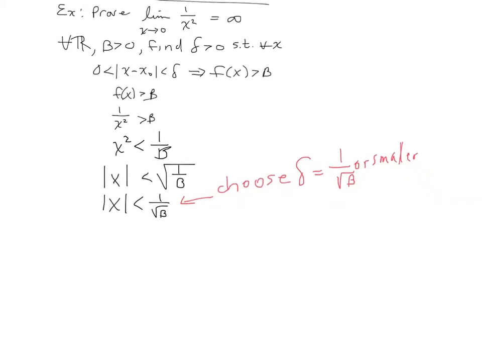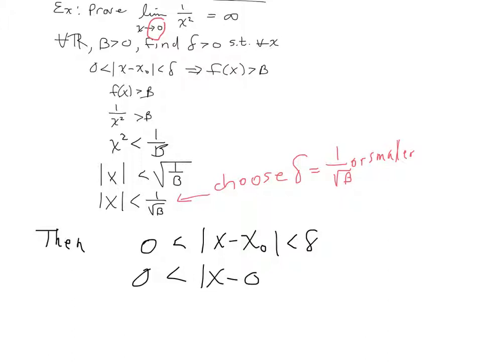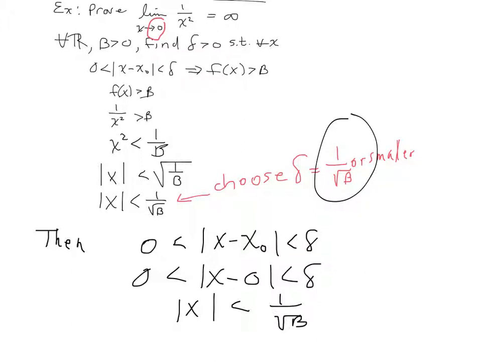So then, using my definition, 0 less than the absolute value of x minus x naught, less than delta. Way up here at the top, there's my x naught, 0. So I just simply plug that in: 0 less than the absolute value of x less than delta. And we said choose our delta to be that, so 1 over the square root of b.